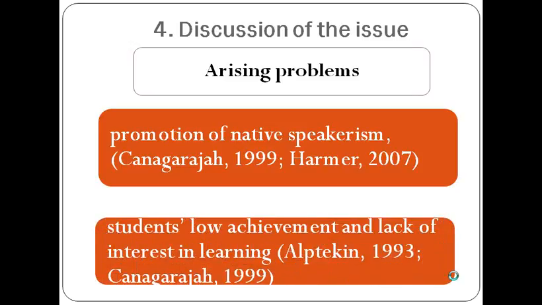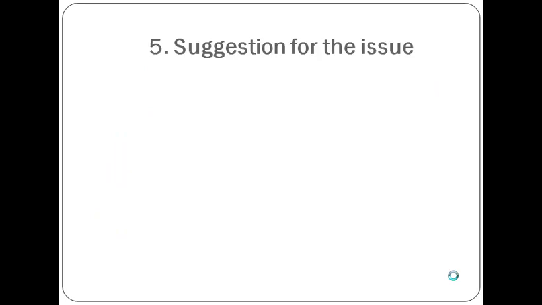And the second problem that arises from the issue is the students' low achievement and lack of interest in learning. As illustrated above, when only the target culture is introduced in EFL learning, the dissonance between the practices, values and beliefs of the presented target culture and the learner's own cultural backgrounds can arise, and to some researchers, this can result in students' low achievement and lack of interest in learning. So, we can see some of the problems that could arise from the dominant position of the target culture.